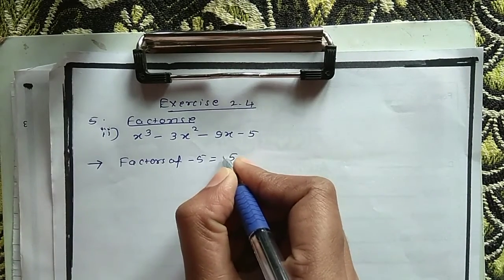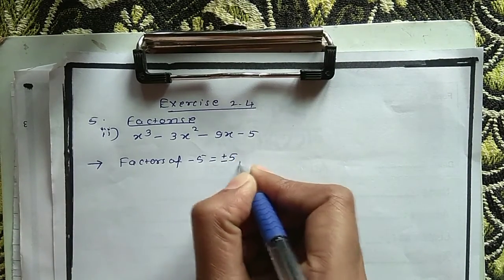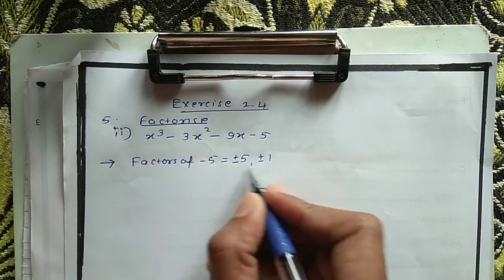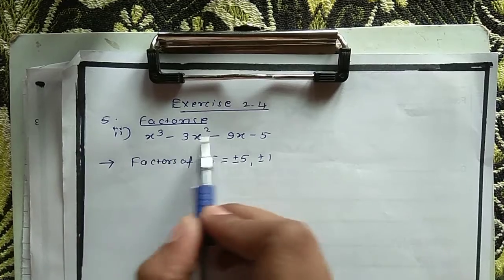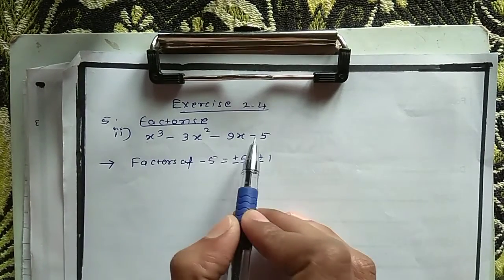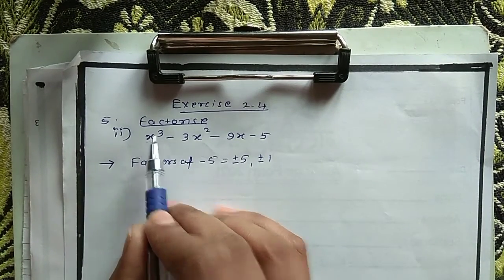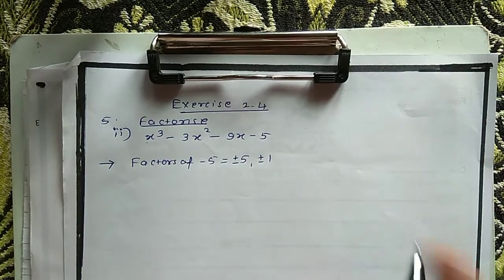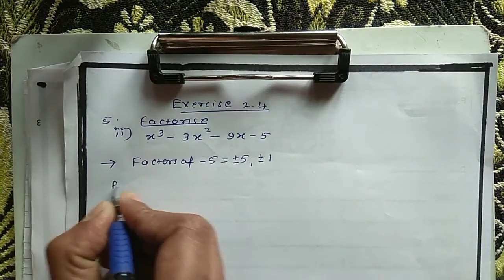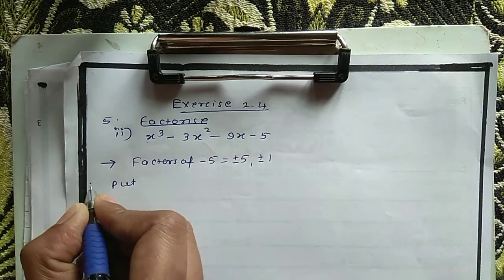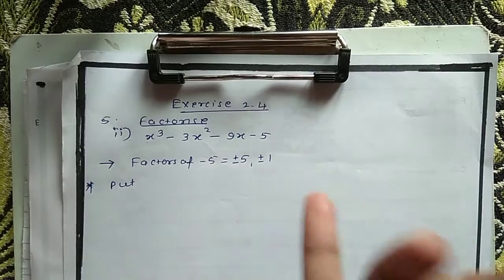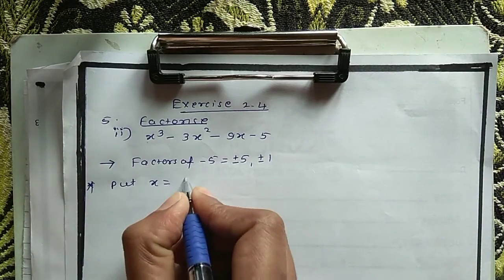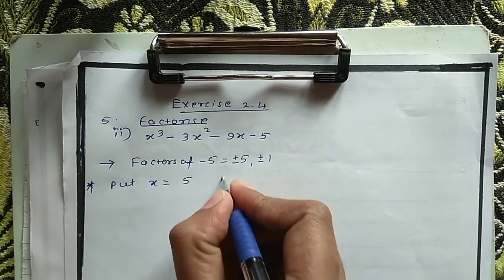So let us take plus or minus 5, plus or minus 1. These four numbers only you are going to try to find one of the factors of the given polynomial. For trial and error, no need to try many numbers, just these four. Any one number you can try. If you want to put 1, you can put 1 or 5, any number. Put x equals to plus 5 in the given polynomial.